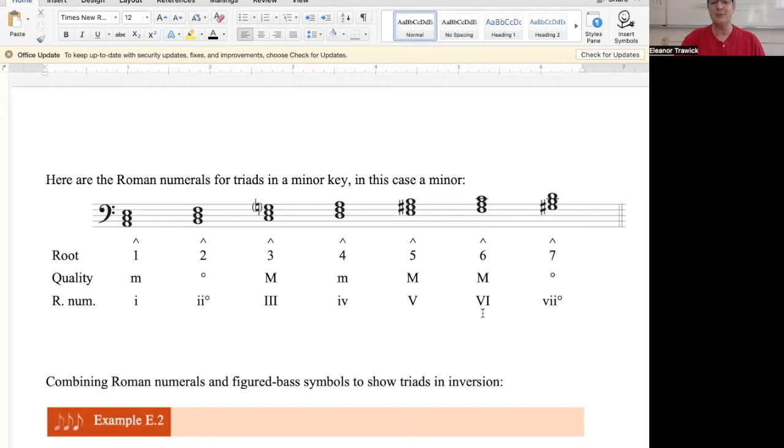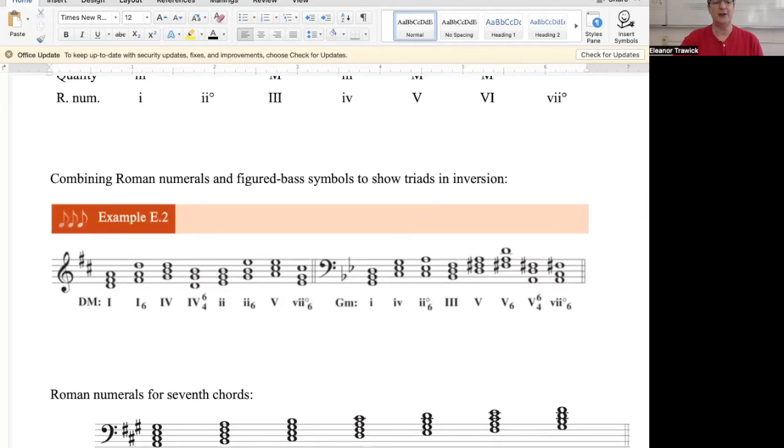The 6 triad is a major triad, and the 7 triad, again built on the root of the leading tone, G sharp, is a diminished triad. And once again, here's the Roman numeral 4, which is IV, not to be confused with the Roman numeral 6, which is VI. In chapter 4, we learned how to use figured bass numbers to show inversions of triads. Those figured bass numbers can be combined with Roman numerals so that we can show, for example, the 5 chord in first inversion. Here's an example from your book that shows that.